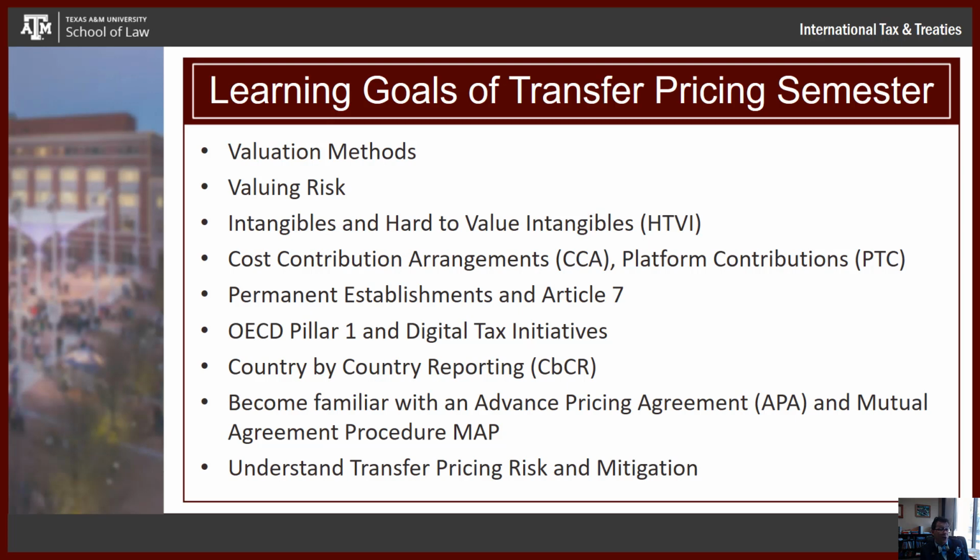Permanent establishments in Article 7, where we're going to look at head office to branch, and how we look at the transfer of goods, services, and intangibles from the head office to the branch, or from the branch to the head office. How do we best value those transactions to be compliant with transfer pricing rules?